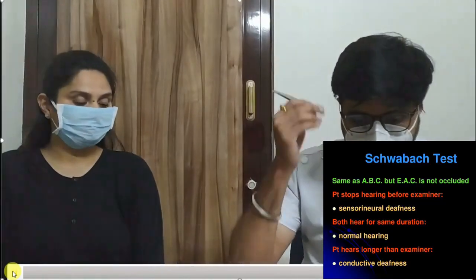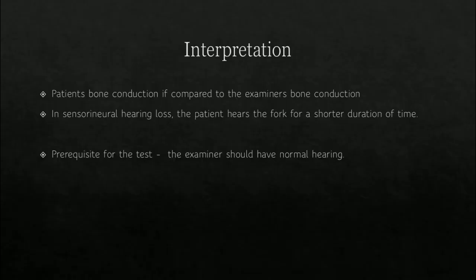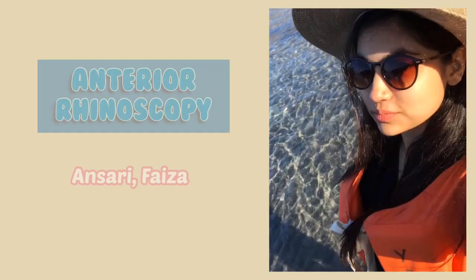So, how do we interpret this test? In this test, the patient's bone conduction is compared to the examiner's bone conduction. The prerequisite for the test is that the examiner should have normal hearing. Now, in neural hearing loss, the patient hears the fork for a shorter duration of time. But if the bone conduction is the same as the examiner's bone conduction, then there is no conduction defect in the patient.